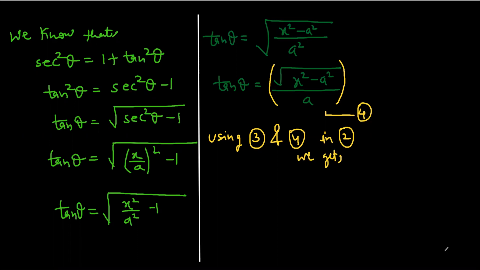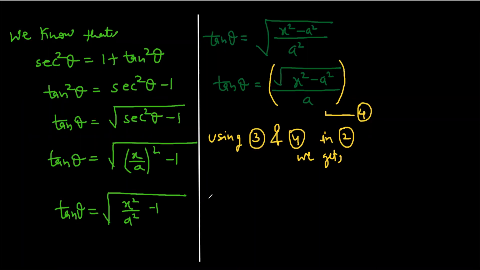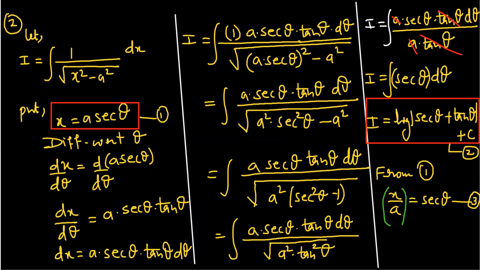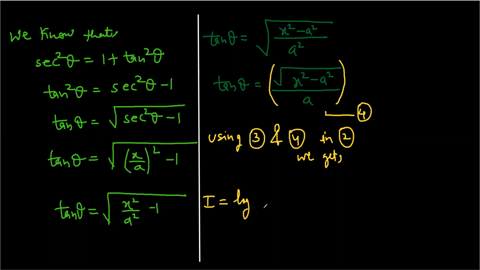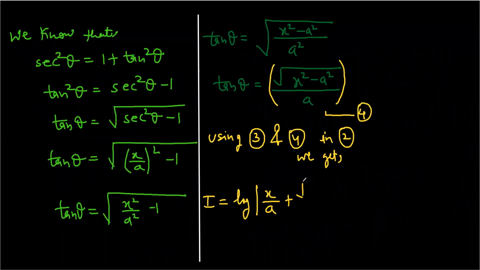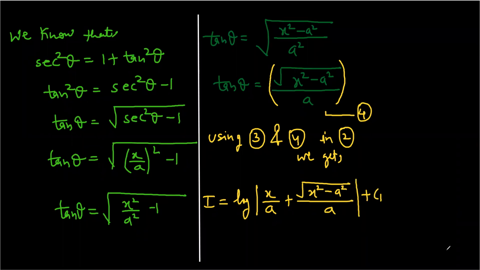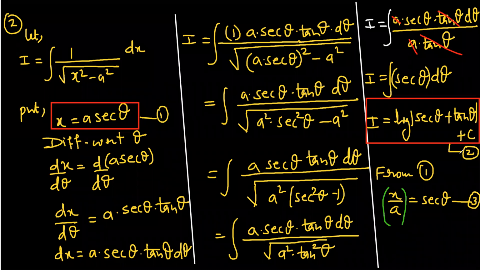So what do we get? I get I equals log of sec theta plus tan theta. What was sec theta? x over a. What was tan theta? Tan theta was square root of x square minus a square upon a, plus c1. You know the reason why we write c1. Here I had not written c1, no problem, I write it now.